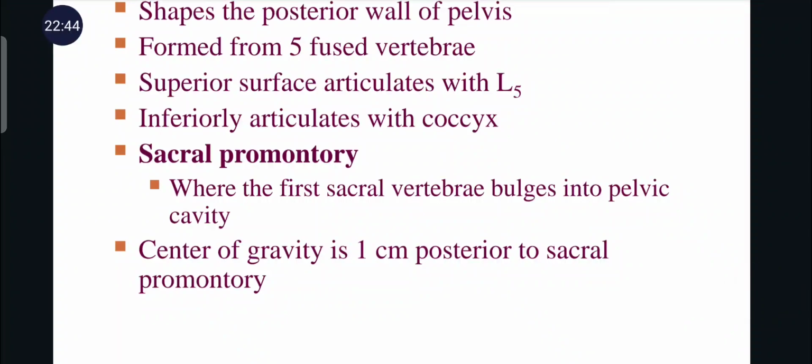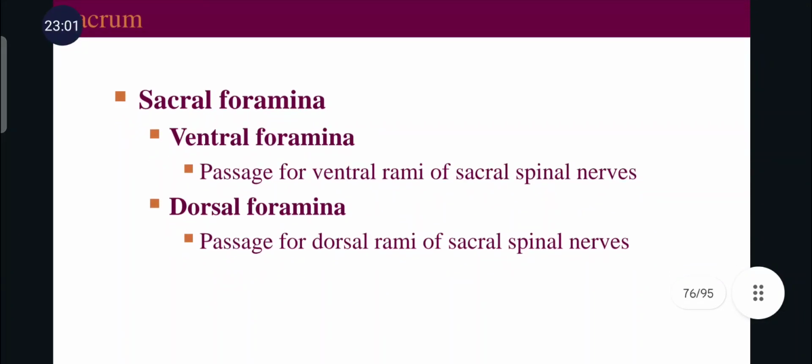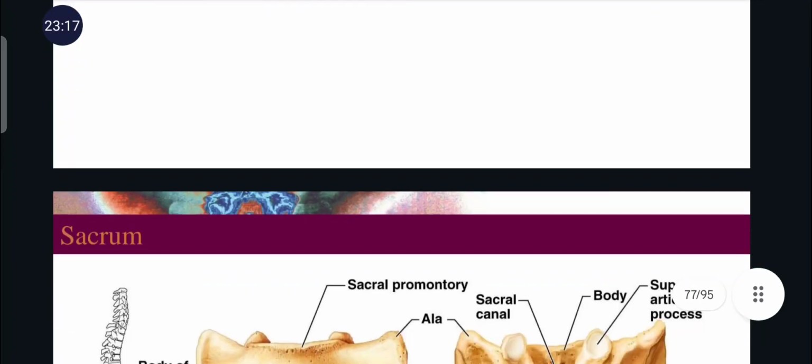It consists of the sacral promontory, where the first sacral vertebra bulges into the pelvic cavity. The center of gravity is 1 centimeter posterior to the sacral promontory. The sacrum consists of sacral foramina, which are holes: ventral foramina for the passage of ventral rami of the sacral spinal nerves, and dorsal foramina for the passage of dorsal rami of the sacral spinal nerves.